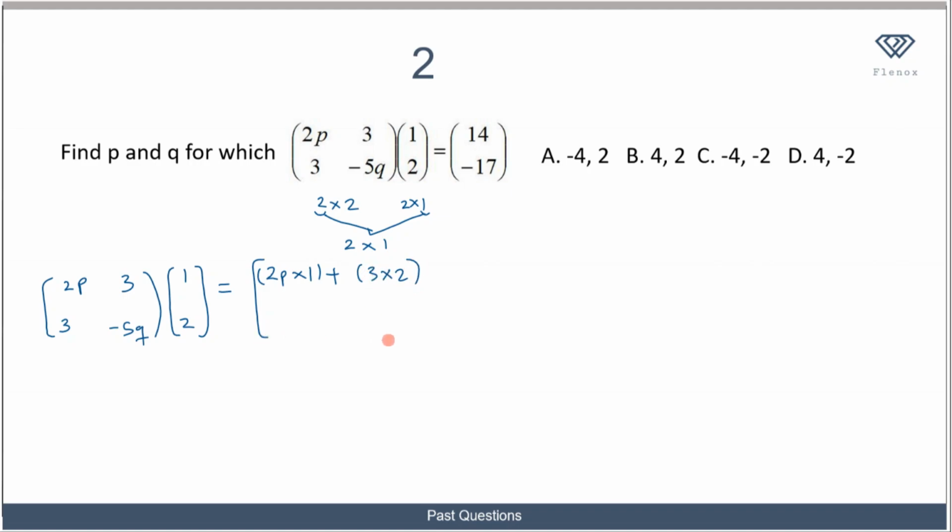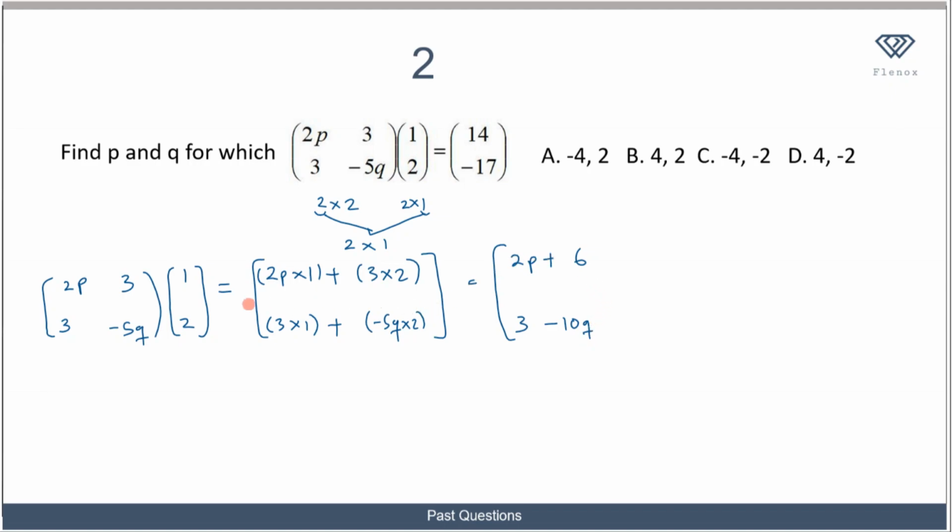And to find the second row, we multiply the second row here by the column here. So I have 3 times 1 plus minus 5q times 2. And what does that result in? So that becomes 2p plus 3 times 2, which is 6. And here it becomes 3, then minus 5q times 2 gives me minus 10q.